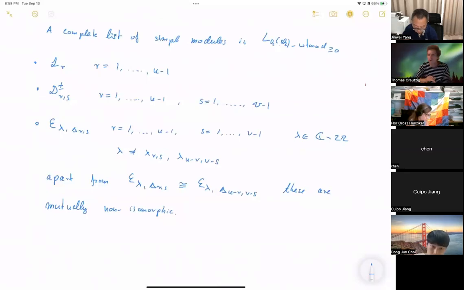The message I want to bring over is also, right, I always said simple modules are understood. So here you again see that. And now we have to do the very next thing. We have to go to extensions. We have to wonder what type of extensions do exist.